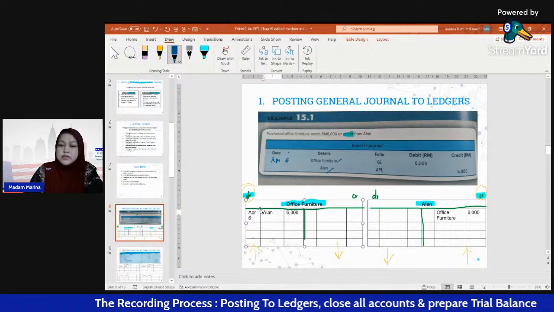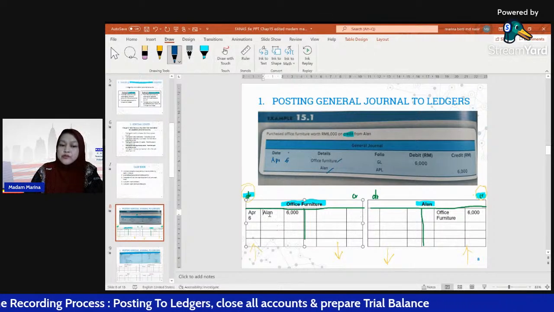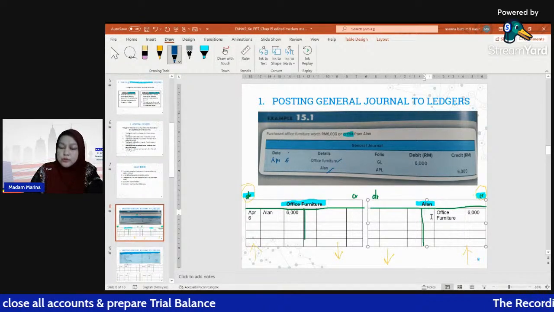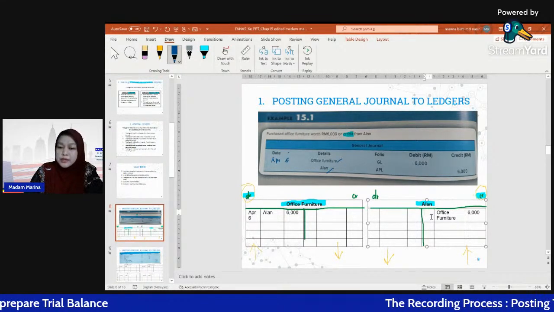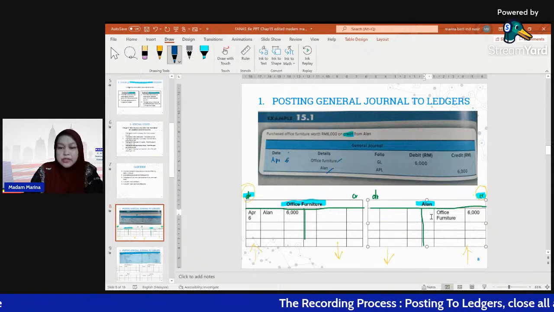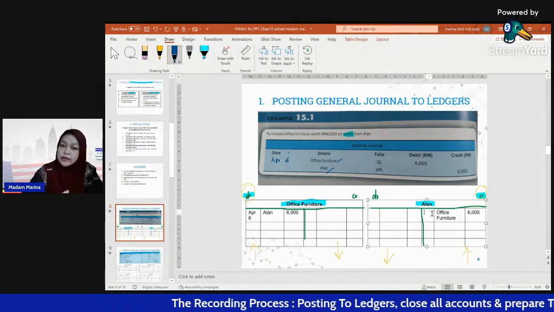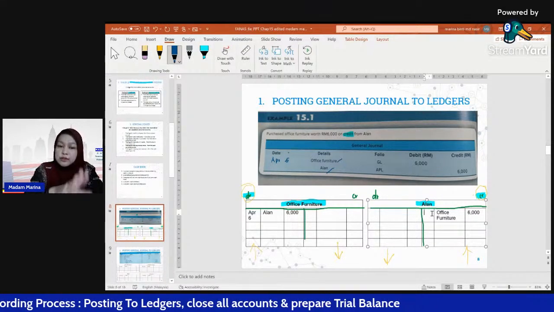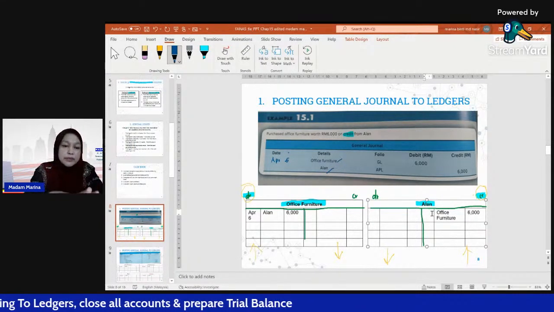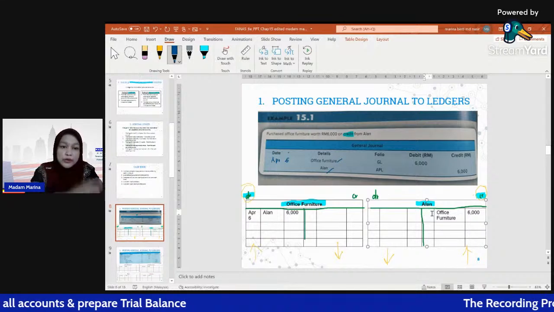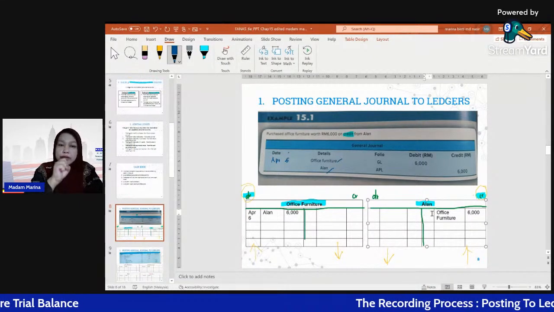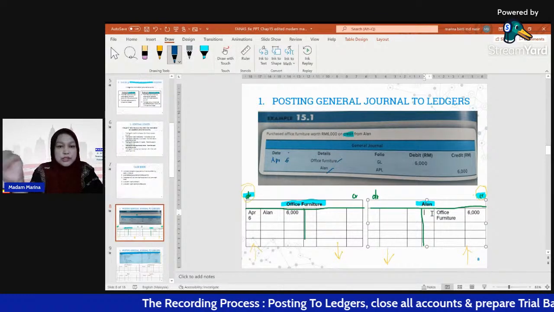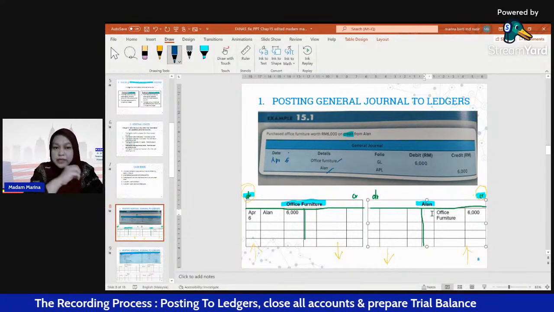Why Alan? Because it is another account that we have to post in. In the Alan account, we record it in the credit side. Why do we record it in the credit side? There are two reasons. The first one is the double entry procedure. When one account is already debited, now the office furniture account, another account we must credit. We must post it in the credit side. That is the double entry procedure.